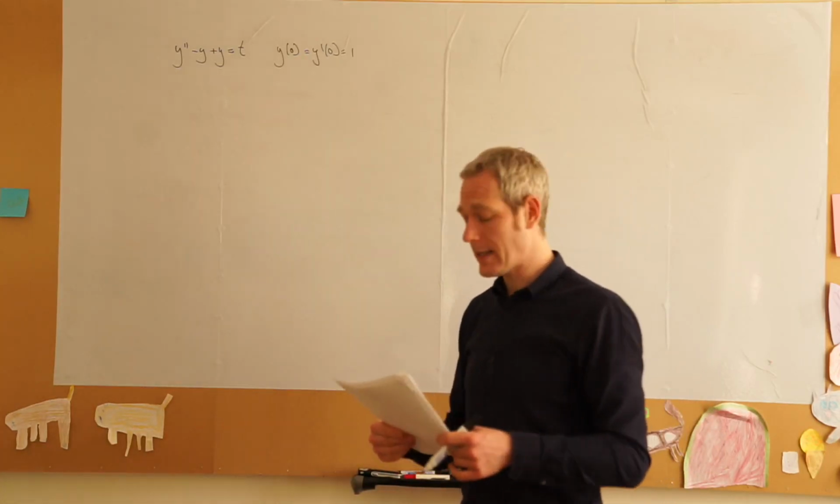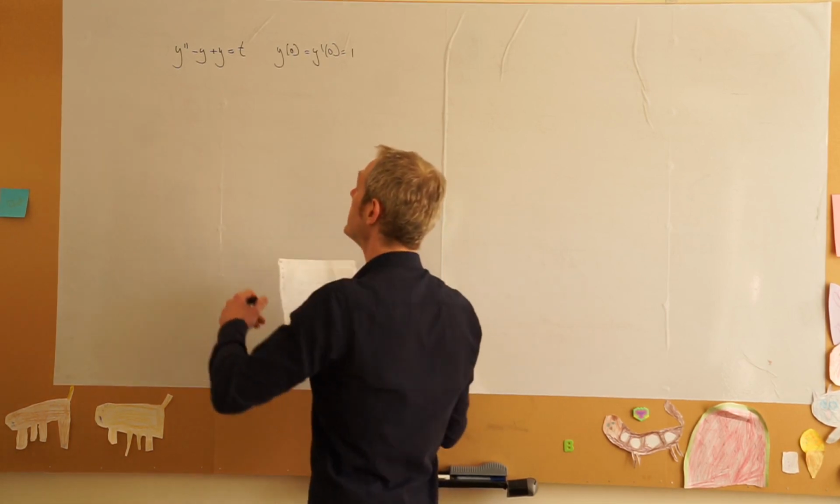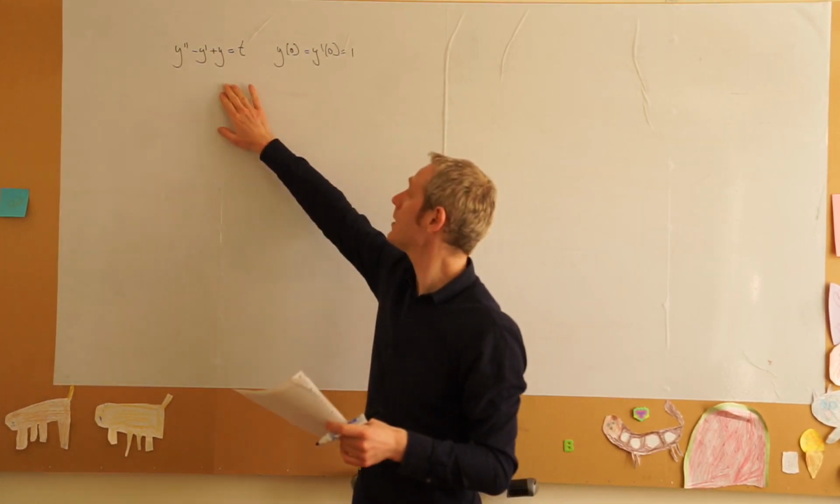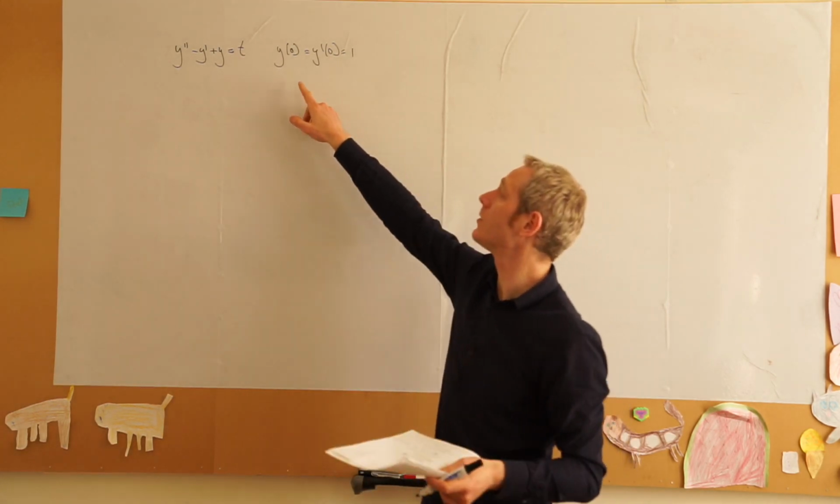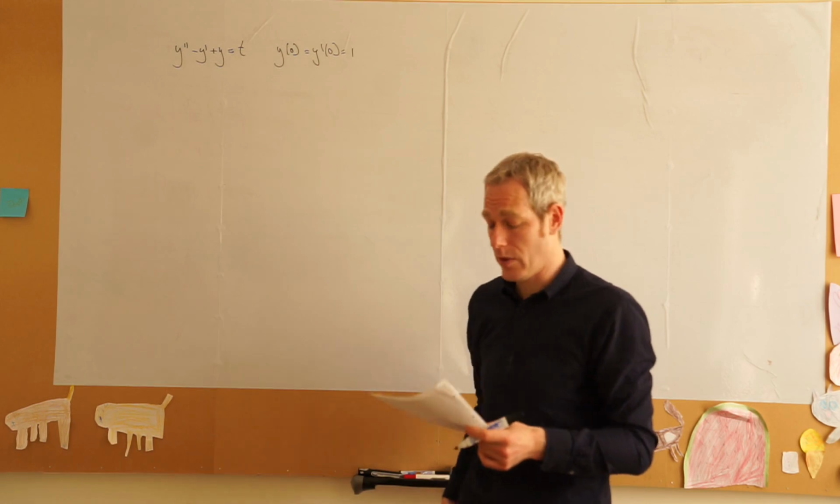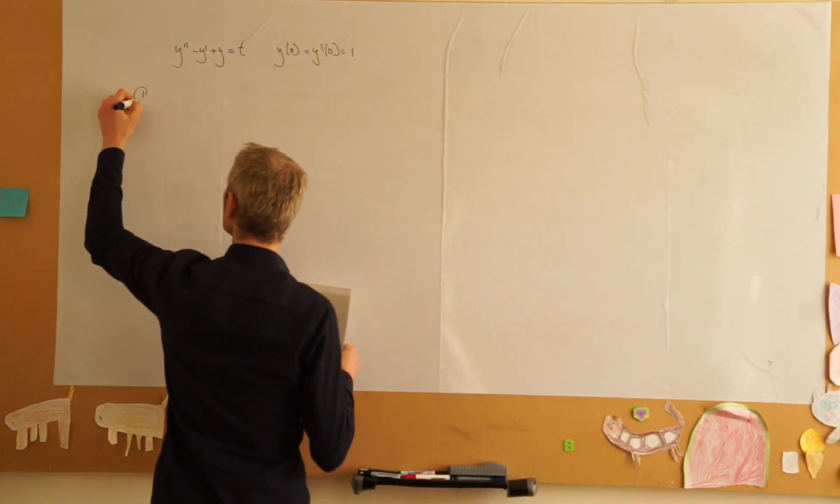All right, the next example: the second derivative of y minus the first derivative of y plus y equals t, and the initial conditions are y(0) is 1 and y'(0) is 1. Step 1 is to take the Laplace transform.